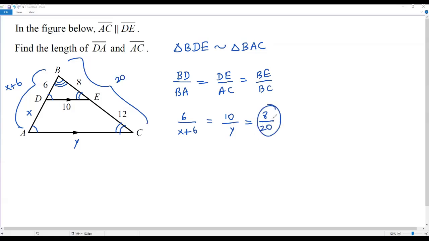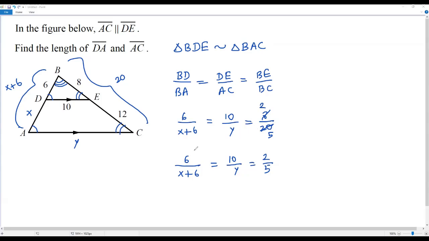Okay, I think we can simplify this fraction. So here 4 goes into 8 twice and 4 goes into 20 5 times. So we can write 6 over X plus 6 equals 10 over Y equals 2 over 5. Here we have 3 fractions that are equal. So if I want, I can equate any two out of these 3 fractions.